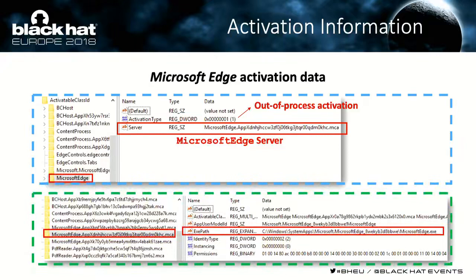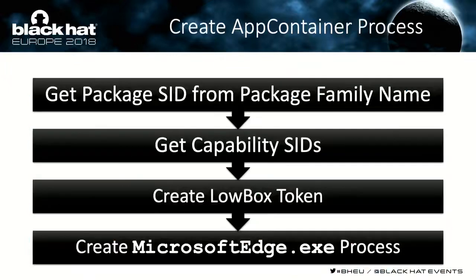The server value records the server name. We can get the executable path of the server by looking up the server name under the server key, which is Microsoft Edge.exe. After getting the activation information, RPCSS would start process creation.